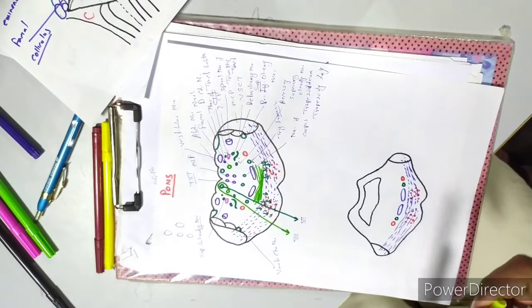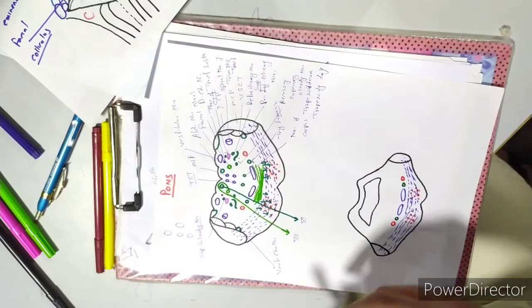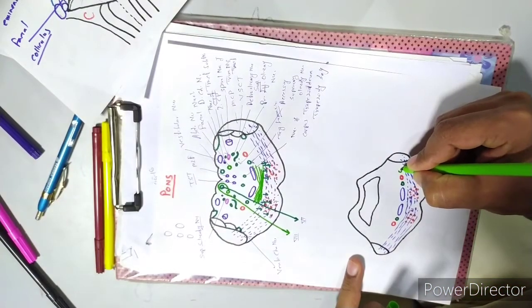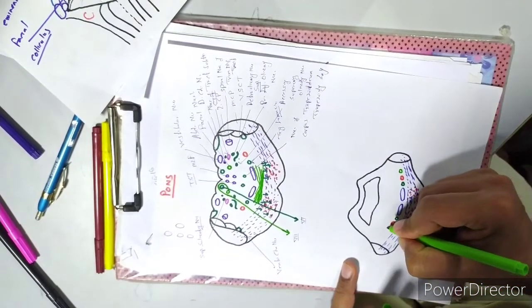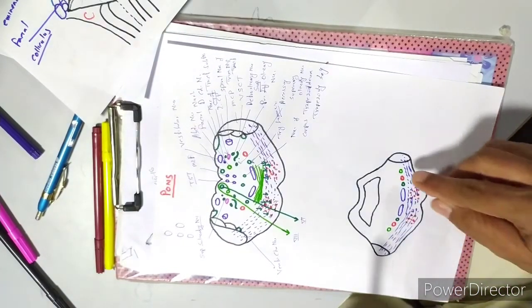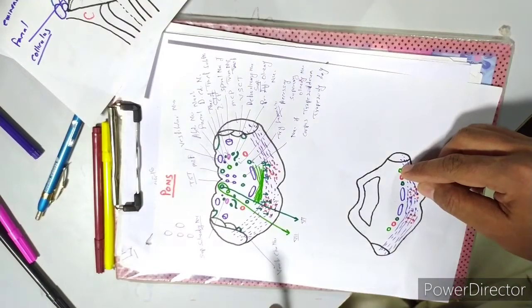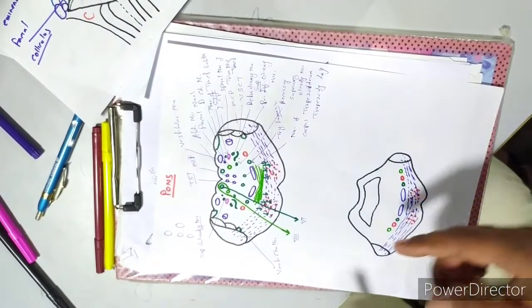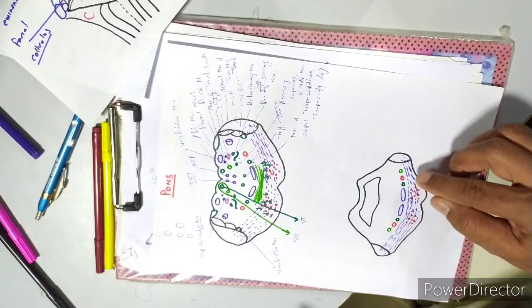Okay, and here the green color. Now here, this is the lateral lemniscus. This lateral lemniscus carries the fibers of the auditory pathway here. Clear? Now, these are the lemniscus system here.